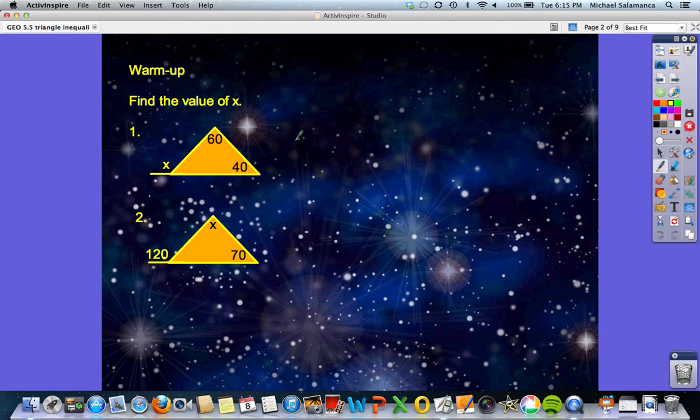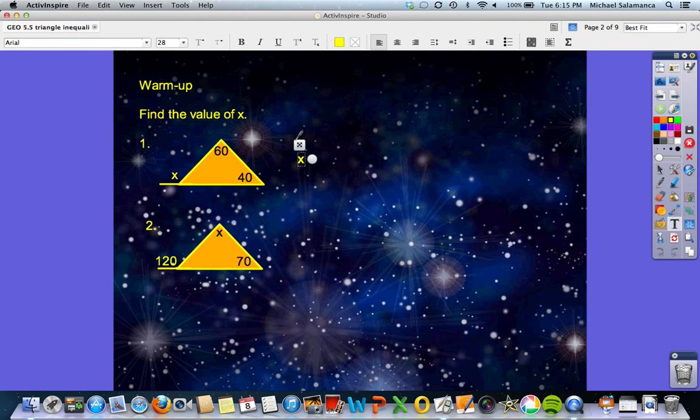For number 1, you should have realized that x is the exterior angle theorem for 60 and 40. Therefore, x is equal to 60 plus 40, which is 100 degrees. For number 2, you know that 120 degrees is the exterior angle for x and 70. Therefore, 120 equals x plus 70. Then to solve for x, we're going to have to subtract 70 from both sides, and we'll find that x is equal to 50 degrees.